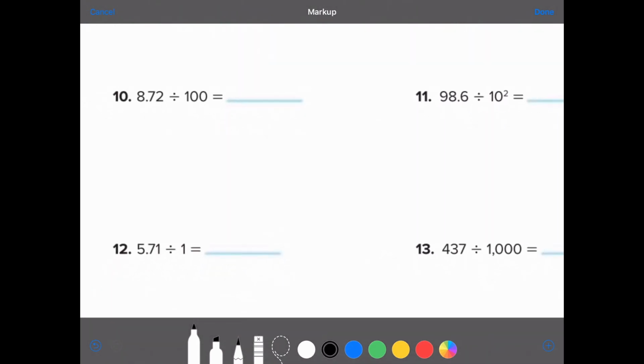Number 10. 8.72 divided by 100. There's 2 zeros there, so that's going to move left 2 spots. 1, 2. And then we're going to fill it in with placeholder zeros. So our final answer is going to be 0.0872.